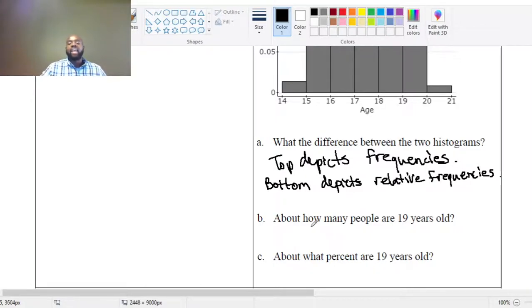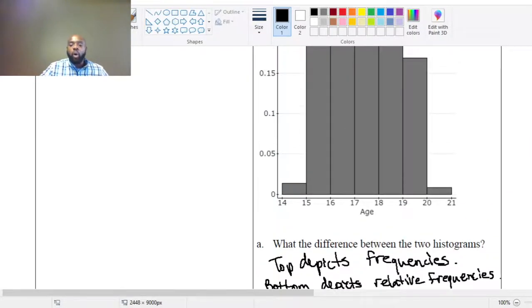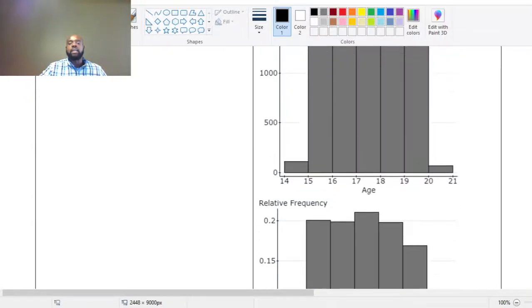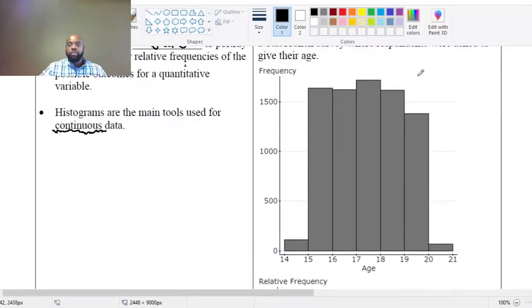For instance, it asks about how many people are 19 years old. Well, since I don't know how many people were on the survey, this relative frequency is not going to give me that information if I want to know the actual count. So I have to go to the frequency distribution here, and I can figure that out by going to 19. Now, 19 is directly in the middle of these two bars here.